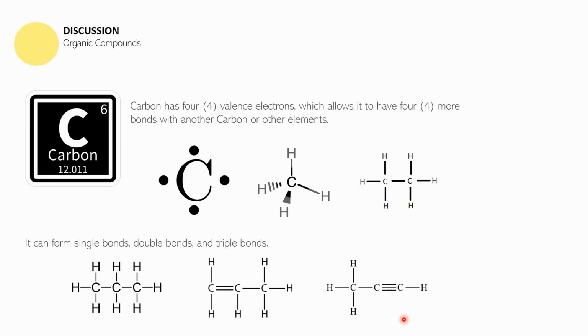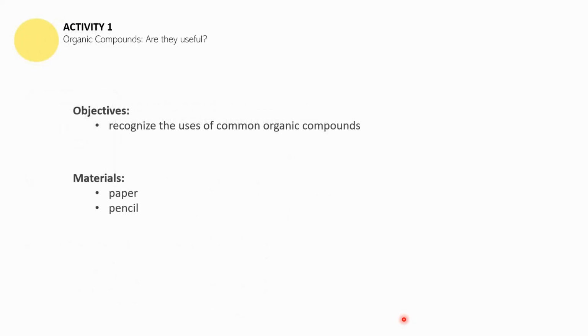Okay, so dapat nakikipag-share siya ng 4 na electrons na nanggaling dun sa isa pang molecule that can either be hydrogen, a functional group, or another carbon. So that is a quick discussion and introduction for organic compounds. Let's now move to activity number 1, organic compounds.